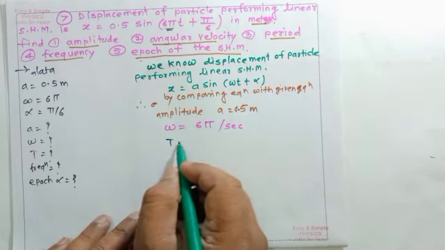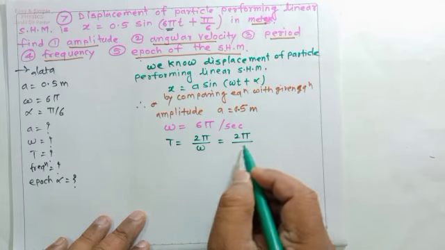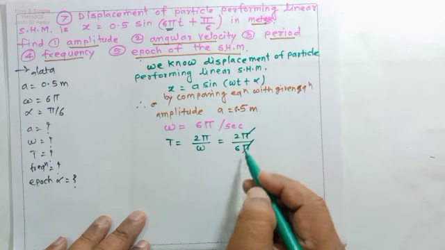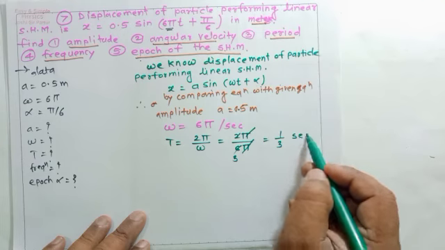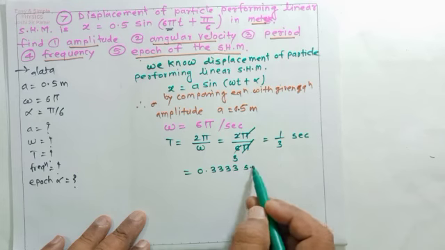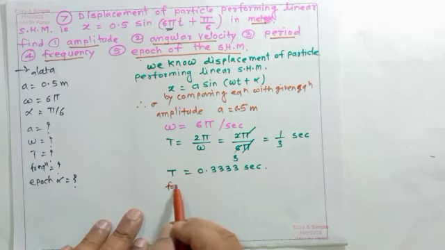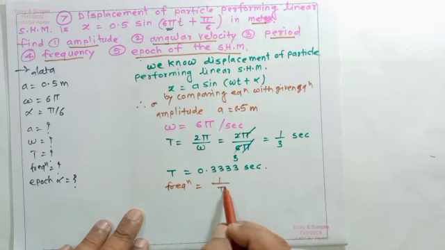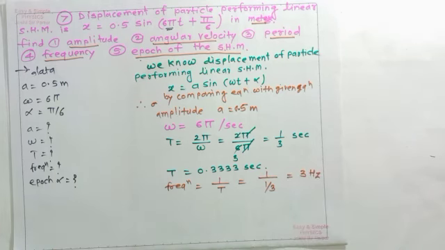So T equal to 2 pi upon omega, 2 pi upon 6 pi. Pi gets cancelled. 2 ones are 2, 2 threes are 6. 1 upon 3 second, or 0.3333 second. That is the time period. Again, we can find out frequency. Frequency is the reciprocal of time period. So 1 upon 1 upon 3, that is 3 hertz. The fourth answer will be 3 hertz.